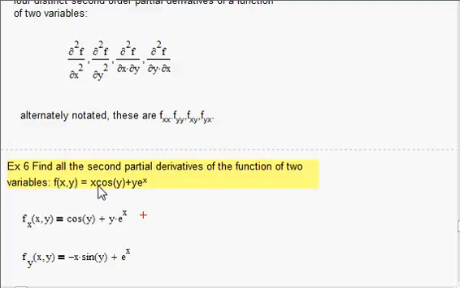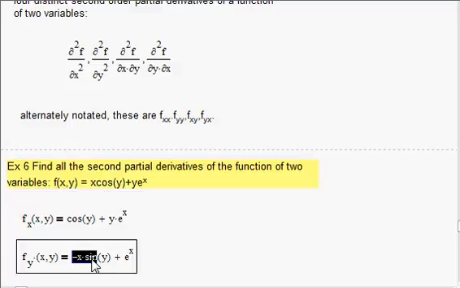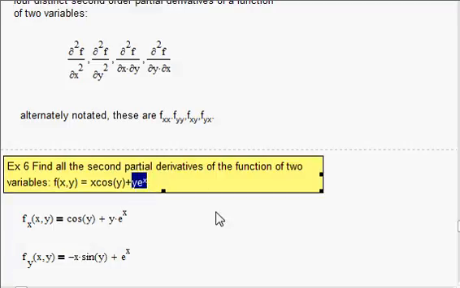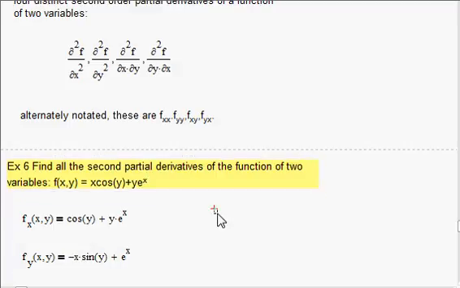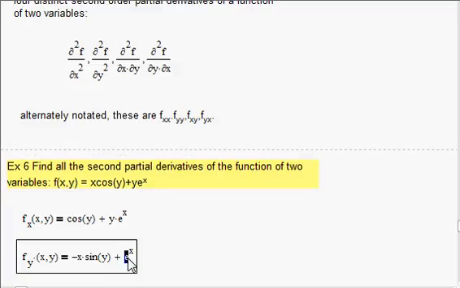Well, if we take the derivative of this with respect to y, then the x is a constant. The derivative of cosine is negative sine, so we got the constant x times negative sine of y. And then differentiating y times e to the x, keeping in mind e to the x is considered a constant, and a constant times y, the derivative with respect to y is just a constant, so plus e to the x.